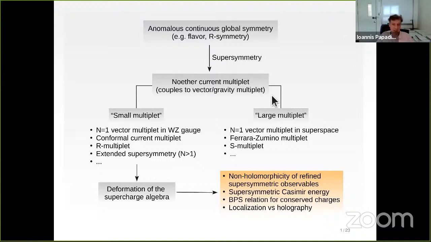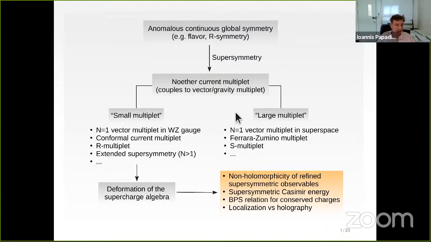So how the two interact. And the main idea is that these continuous symmetries give rise to some conserved current via the Noether procedure. And in the presence of supersymmetry, this gets enhanced to a multiplet. So that can be either a vector multiplet or a gravity multiplet.